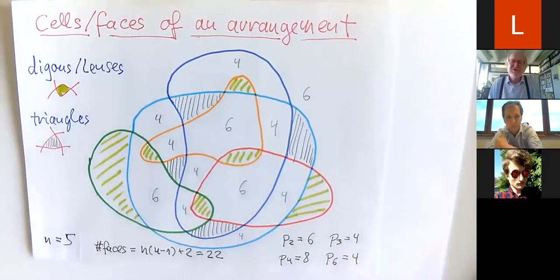Okay, so I already used the terms. When you have an arrangement, you can talk about the faces, the cells of the arrangement, and the cells come in different degrees. Degree two is digons or lenses. Degree three is triangles. Then you can ask for the number of faces in a simple arrangement of n pseudocircles, and it's very easy to see that it's n times (n minus 1) plus 2.